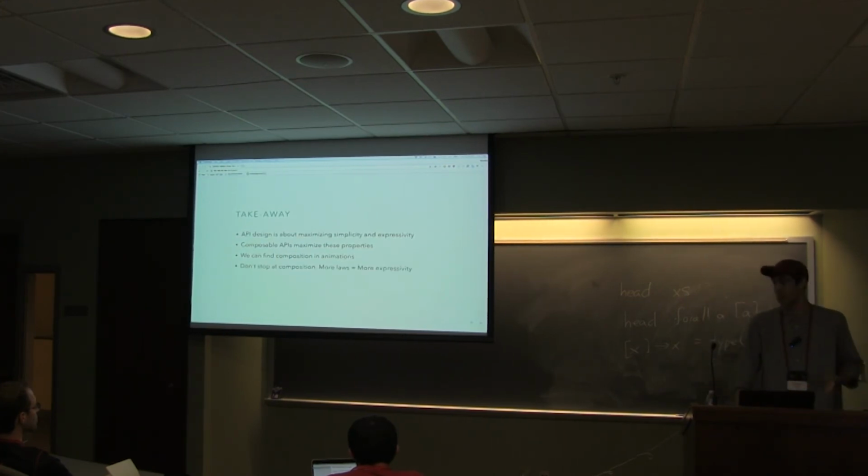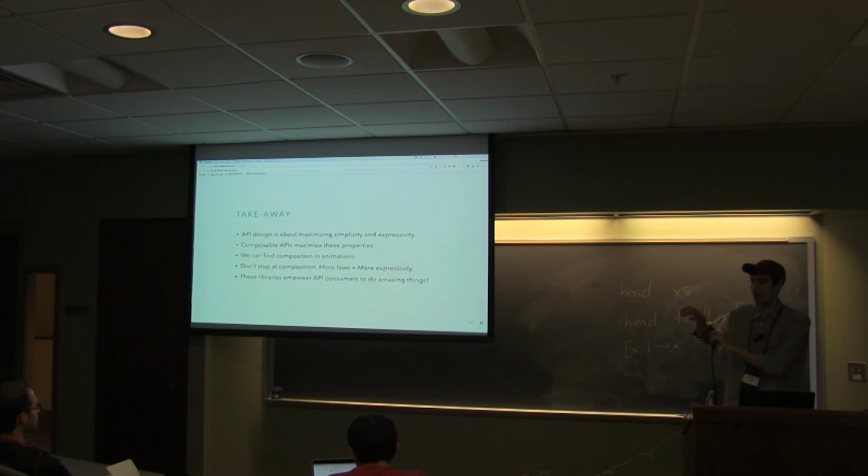But you shouldn't stop at composition. You should really think about the laws. And the more laws you conform to, the more expressivity you give to the consumers of your API. That's one reason we care about laws, but it also helps you in your implementation of your actual code later. And then these libraries empower the API consumers to do amazing things, like build layered architecture of animations, or construct a timeline view automatically from a description of an animation.